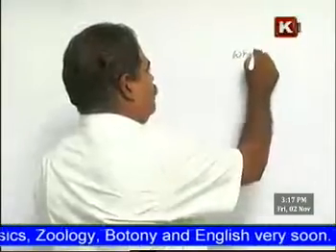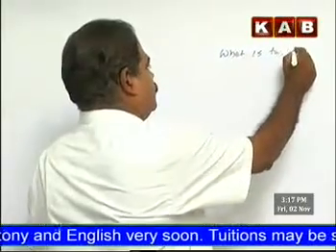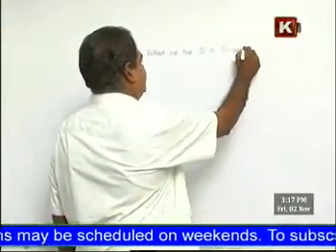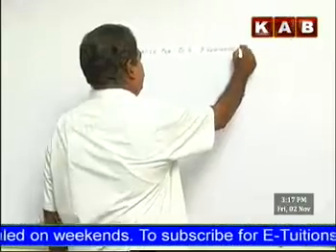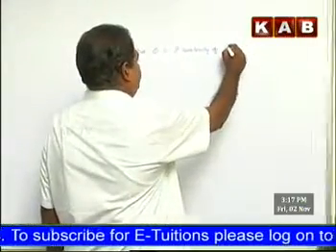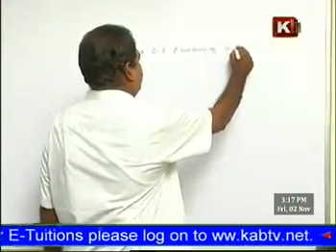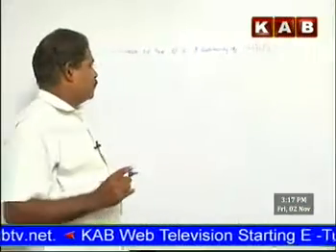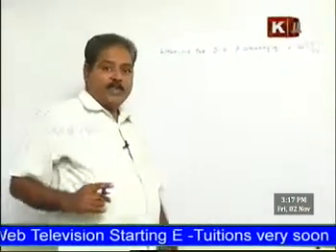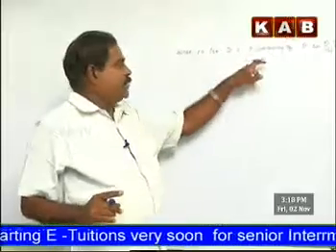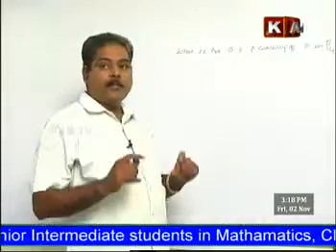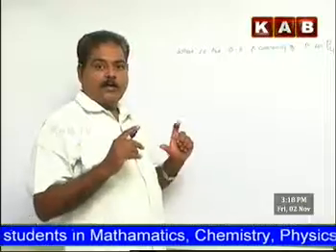Next question. What is the oxidation state and covalency of phosphorus in P4? What is the oxidation state and covalency of phosphorus in P4? What do you mean by covalency? Number of bonds formed by phosphorus.